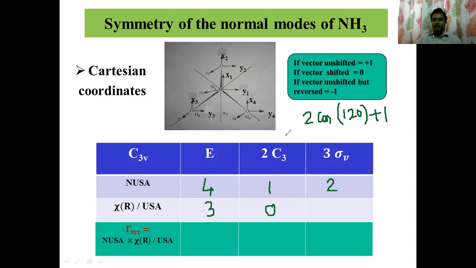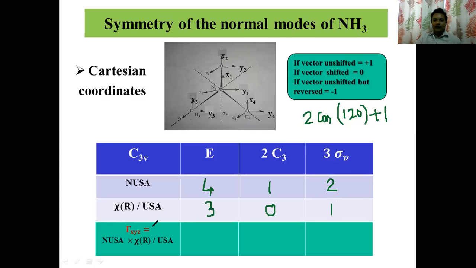Now what about sigma v? Sigma v, of course, you know by now, its character is going to be 1, because if we take xz, both x and z remain unchanged, and y goes to minus y, so therefore it is going to be 1, right? So the character for each operation is going to be like this.